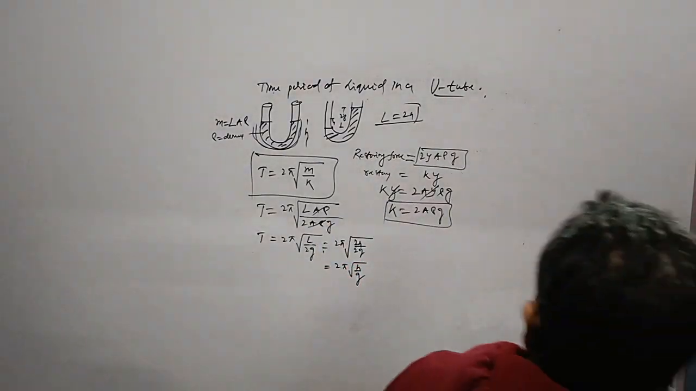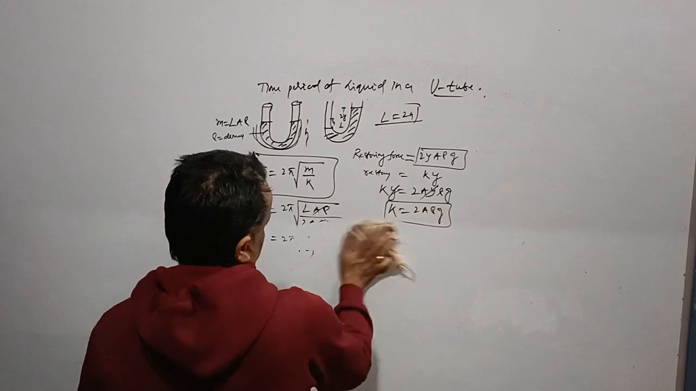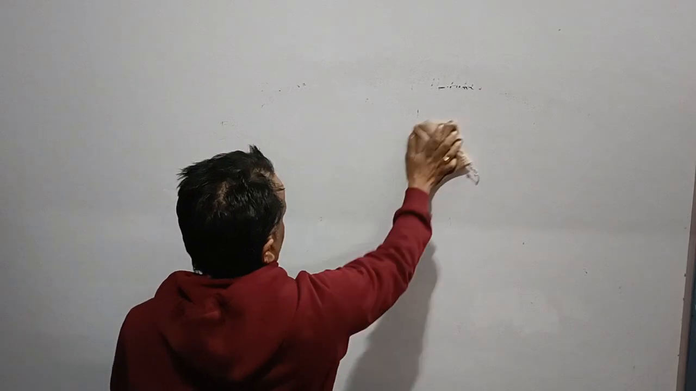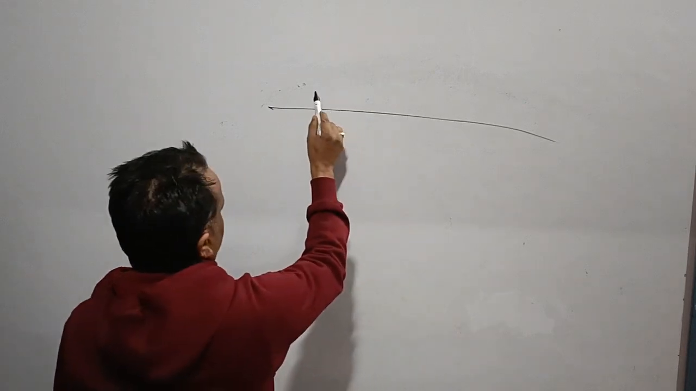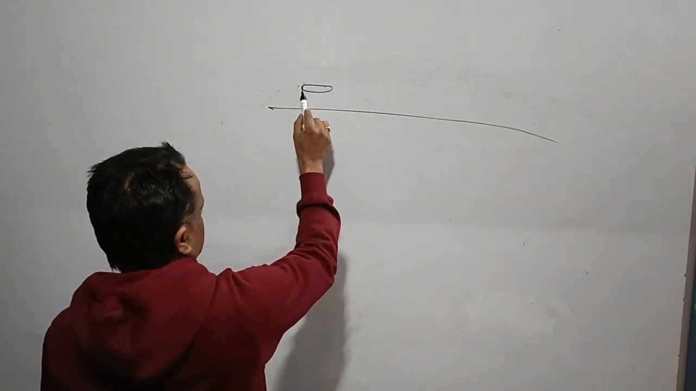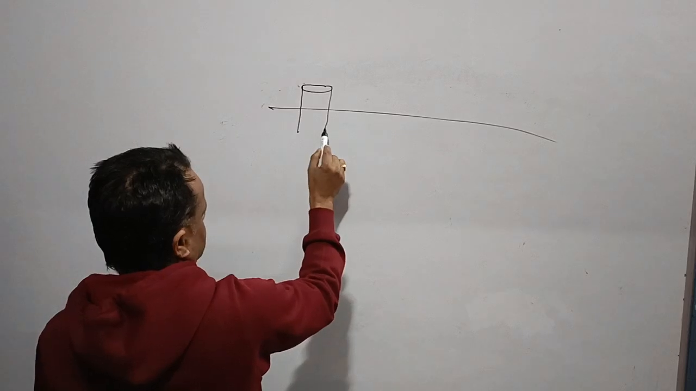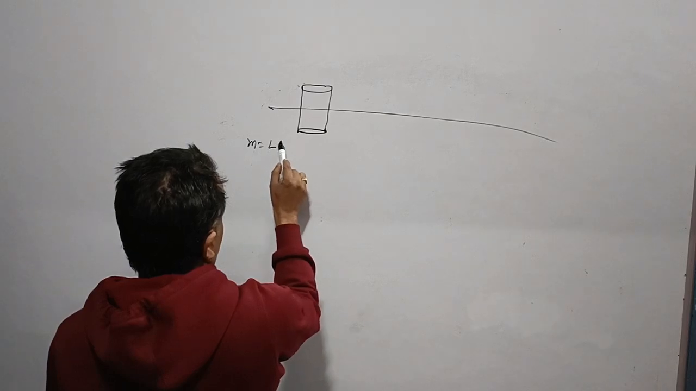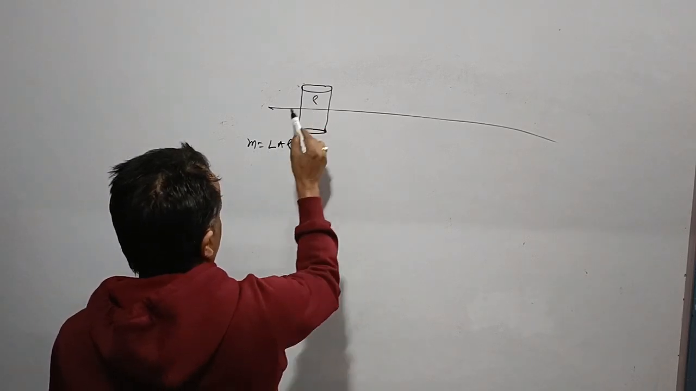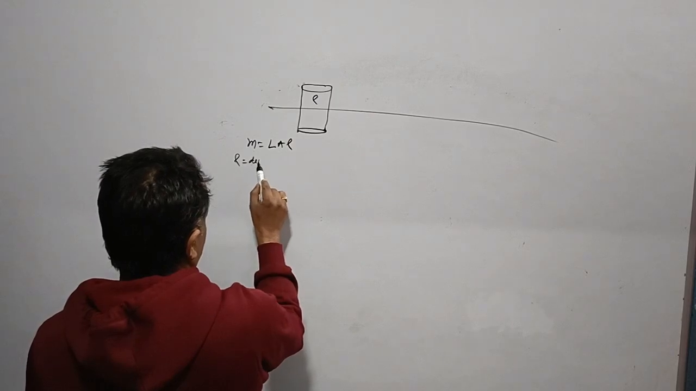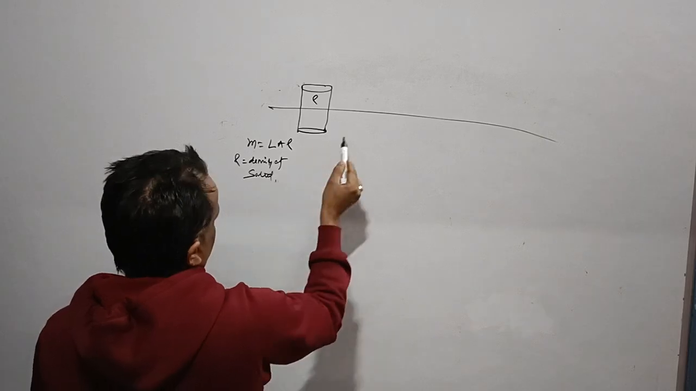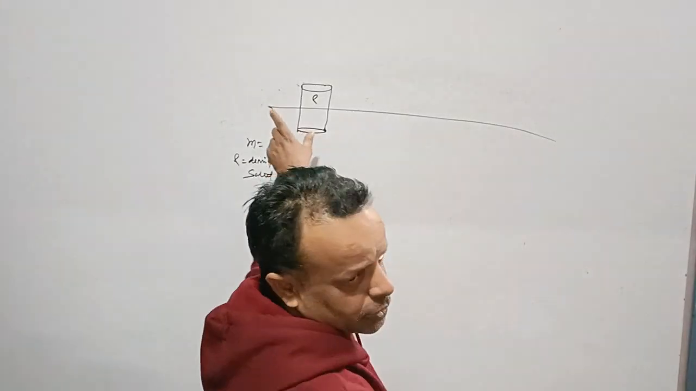And now we'll calculate the time period of the floating cylinder. Let us suppose in a liquid there is a cylinder, and it is in equilibrium and at rest at this point. This is the mass, L into A into rho, where rho is the density of the solid. At this point it is in equilibrium position.